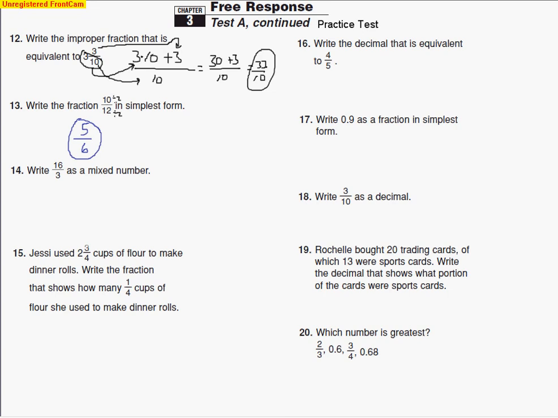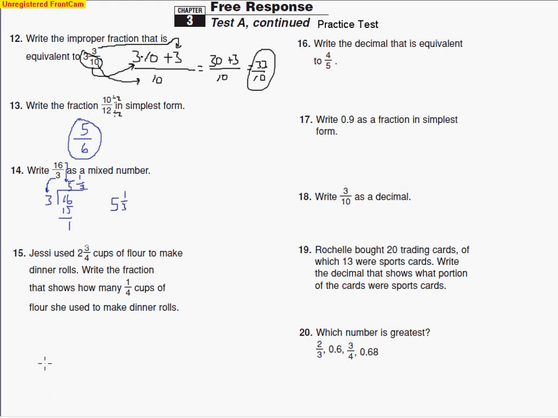Well, let's take a look at our next one here. It says to write 16/3 as a mixed number. Well, when you do this, all you're going to do is divide 3 into 16. How many times does 3 go into 16? Remember, top dog in the doghouse, the divisor on the outside. Well, 3 goes into 16 5 times, with 1 left over. Well, whatever the remainder is goes on the top of the fraction. The divisor is always the same, so it's 5 and 1/3.